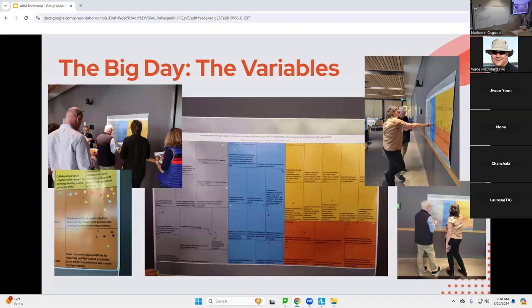So this was the variables. I just wanted to highlight it because it was pretty unique to this project. This is definitely not where everybody starts with these. Usually core problem is the big one. You really need that when you do one of these days, but this part, the variables, if you have it, it's a pretty cool tool, but it's not hypercritical to having a good group model building event.